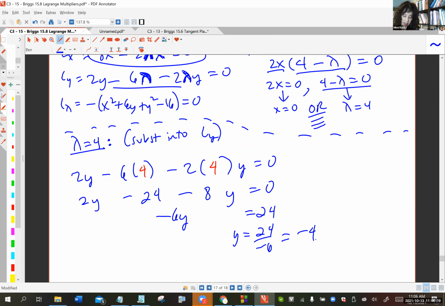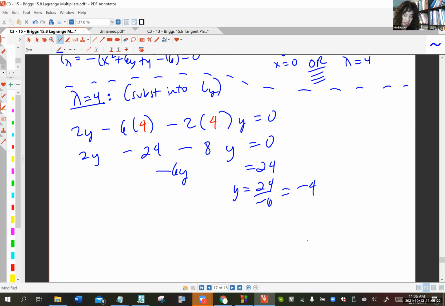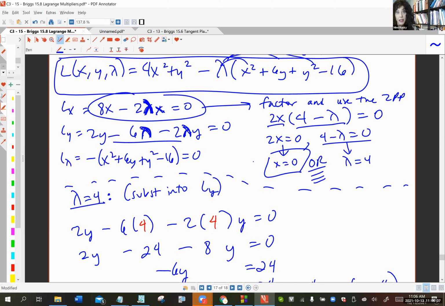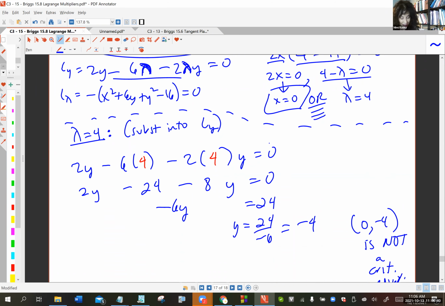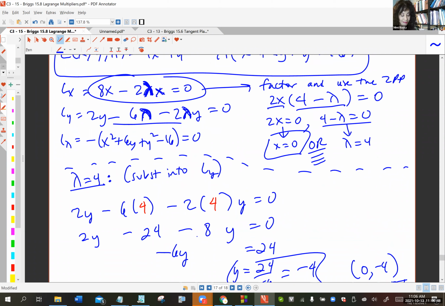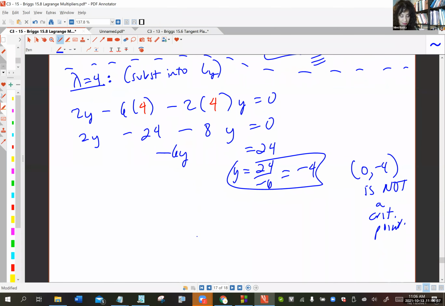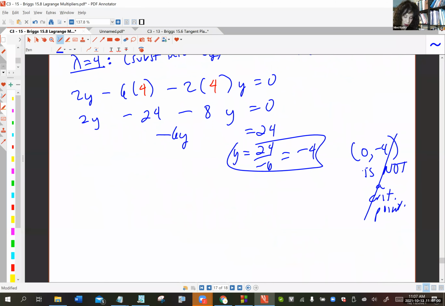So what can I say? And this is what's dangerous. I'm going to put what not to do. The point 0, negative 4 is not a critical point. Why not? You just did all the work, and this is a danger zone because people go, look, I got x equals 0 up here, right? And now I got y equals negative 4, right? So I can just put them together, right? No, you can't put them together. Why not? Well, you can try, but it's not gonna work for you. I mean, you'll see. It's just not. So I'm going to cross that off.